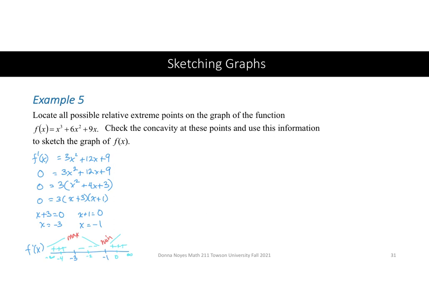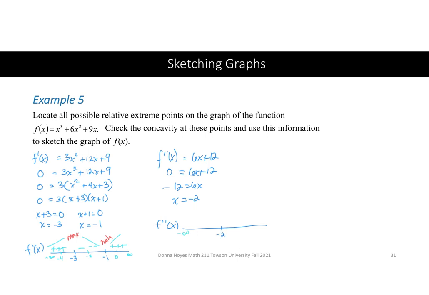But to be certain, we're also going to find f double prime of x, right? Our second derivative, which would be 6x plus 12. We're going to set that equal to 0. So negative 12 equals 6x, so x equals negative 2. And we're going to plot that on a number line as well. So we only have one inflection point at negative 2.